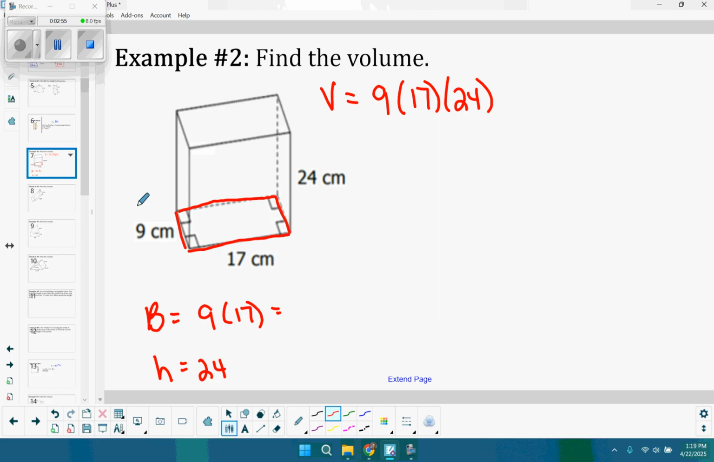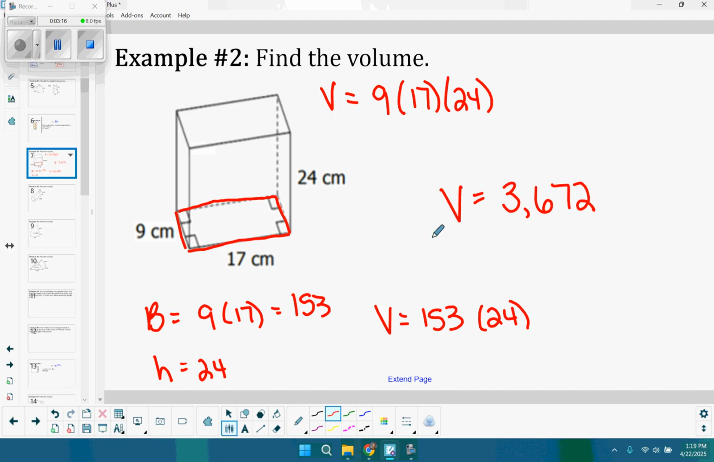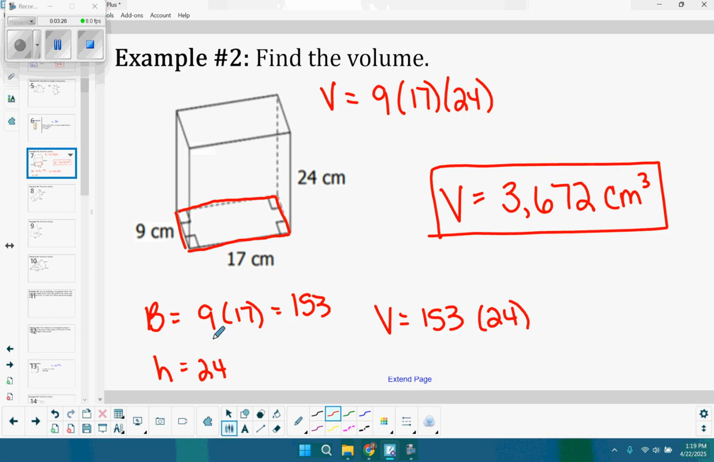I know I'm showing it 2 different ways at the same time. So here I could have done 153 times 24. Here I would just multiply all 3. And either way I've chosen to do this, I get a volume of 3,672. And my units are always cubed, so these were centimeters, so centimeters cubed. Again, whichever way you feel more comfortable. If it is a rectangular prism, that's fine.